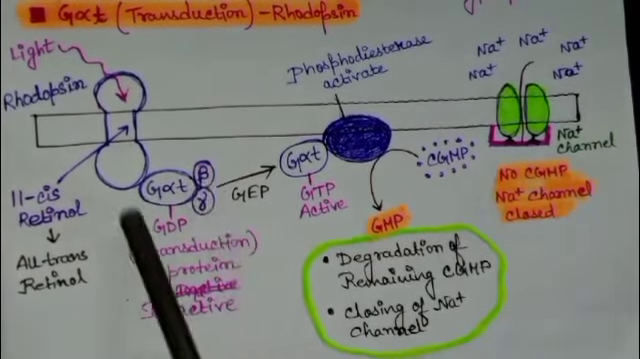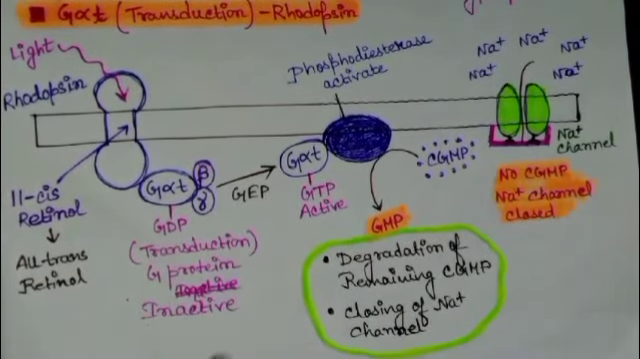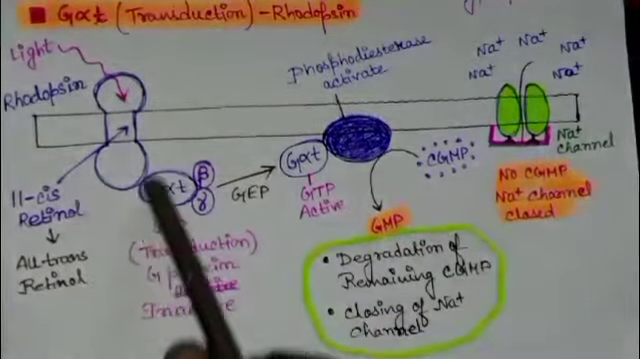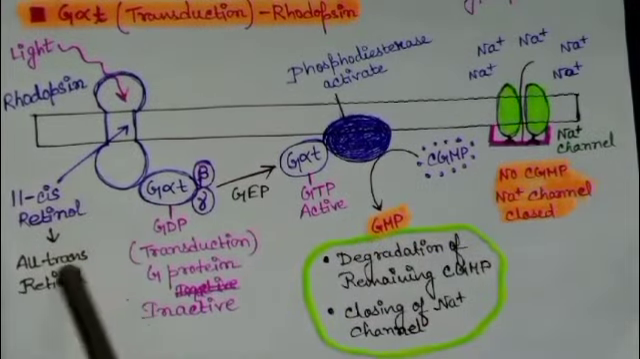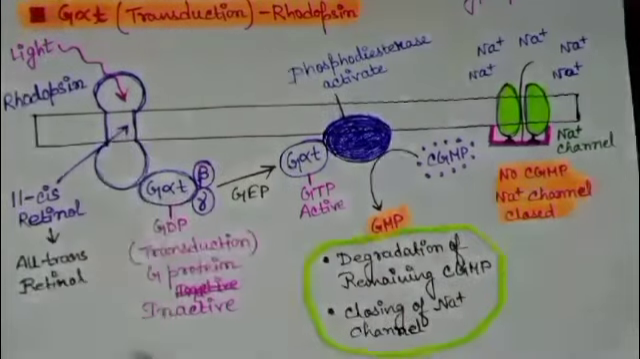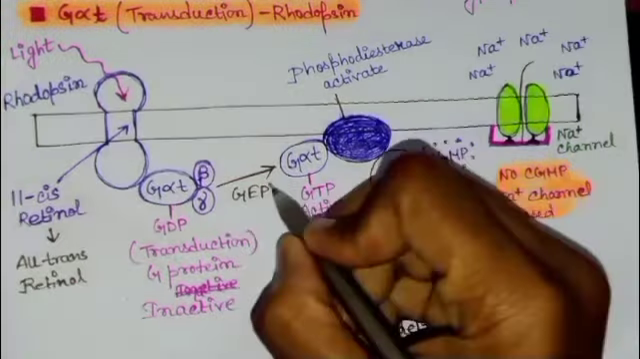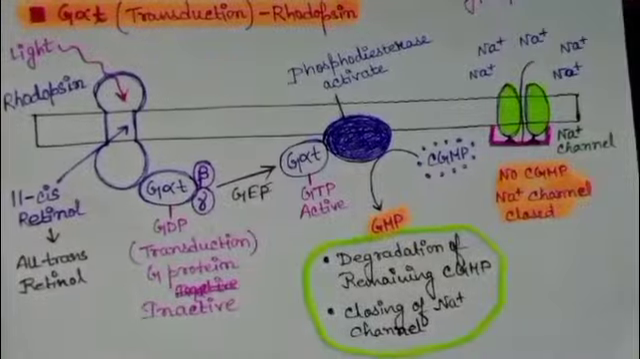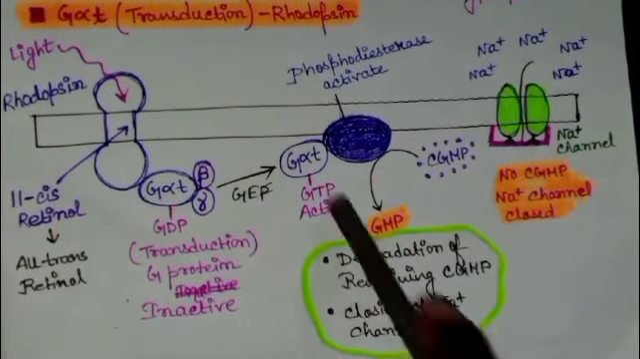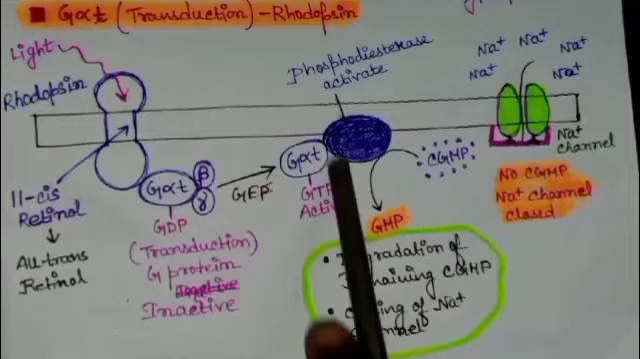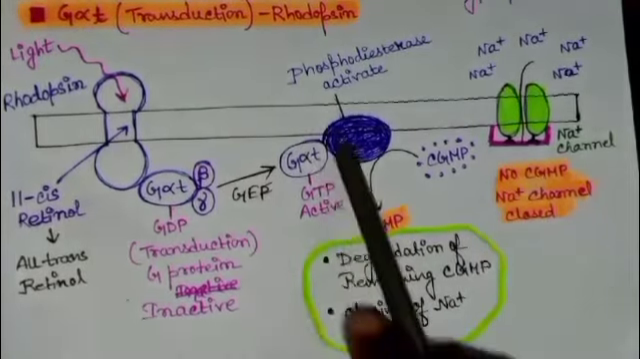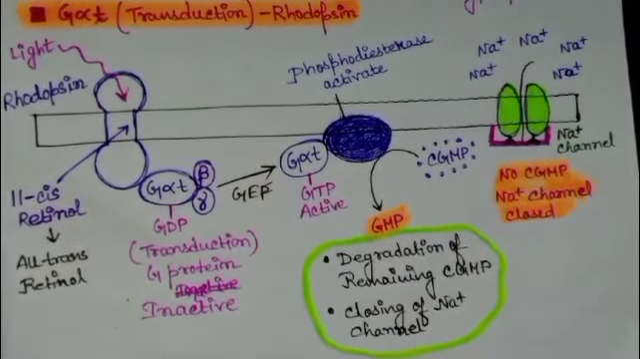This means the G alpha T subunit is attached to GDP, and after activation of rhodopsin by the conversion of 11-cis retinal to all-trans retinal in the presence of light, the GEF, sorry, that is the guanine nucleotide exchange factor, attaches the GTP and makes the G alpha T subunit active.